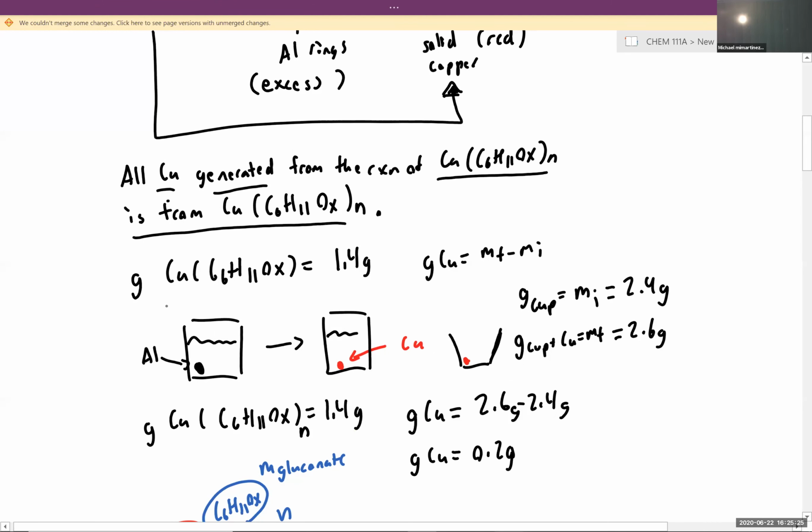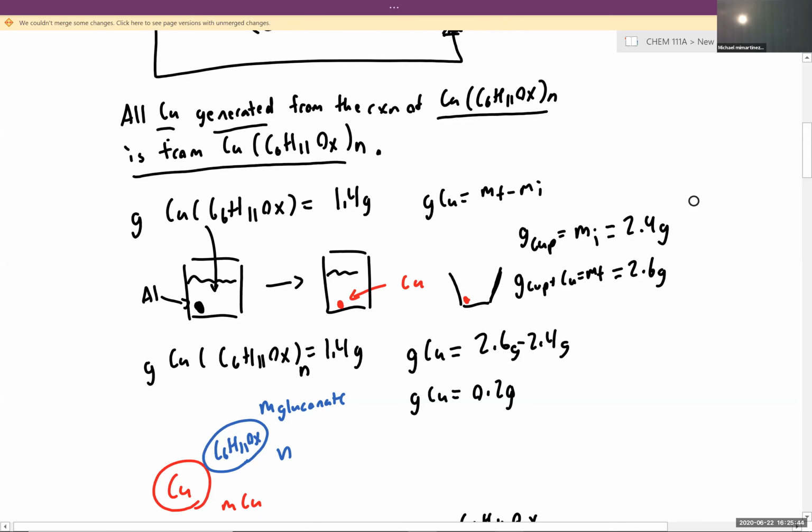We are then going to treat our solution of copper gluconate in water with aluminum. It will generate copper. We're going to determine the mass of the copper by subtracting the mass of our empty cup from the mass of our cup plus the copper. We found in our experiment the mass of our cup plus copper was 2.6 grams. The mass of our empty cup was 2.4 grams. So our mass of copper is 0.2 grams.